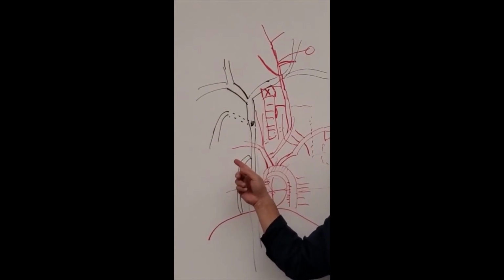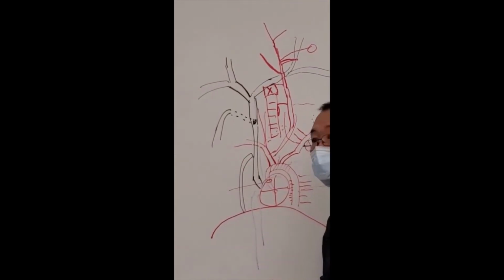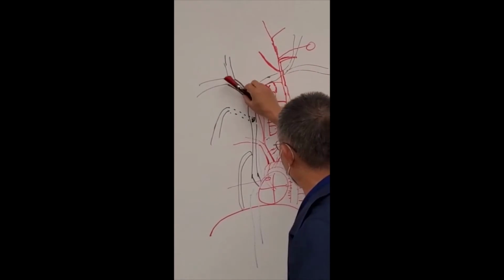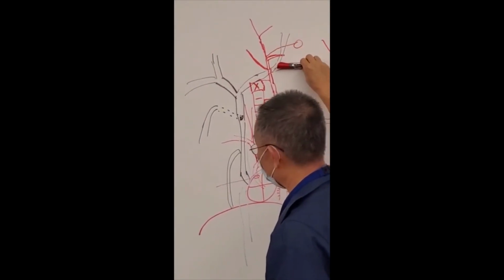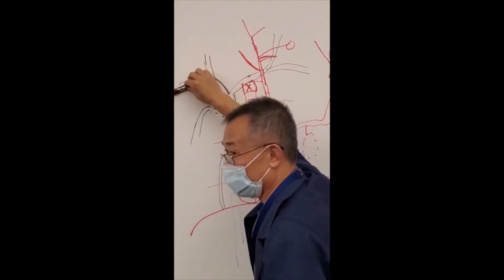What about the ones that go that way? Which one? The ones that are going that way. That way is the same. Brachiocephalic, external jugular, subclavian.